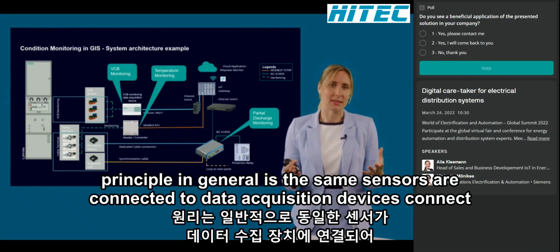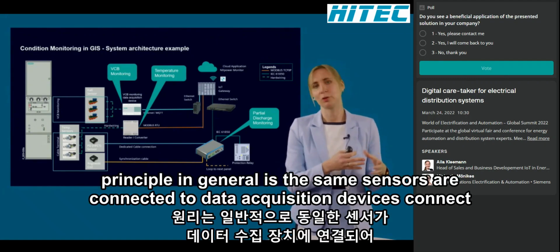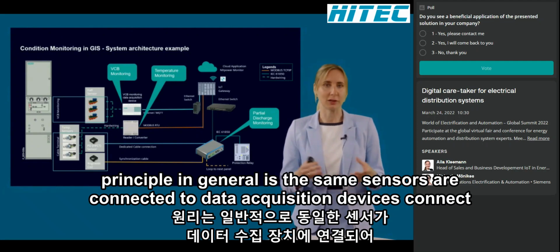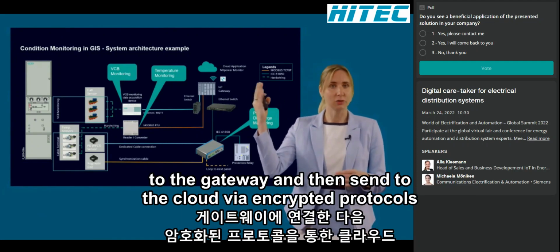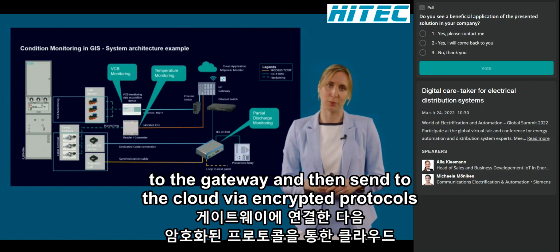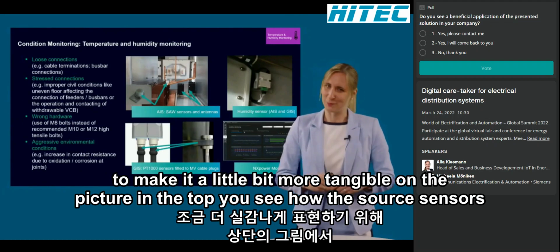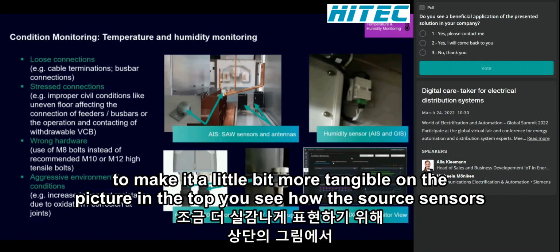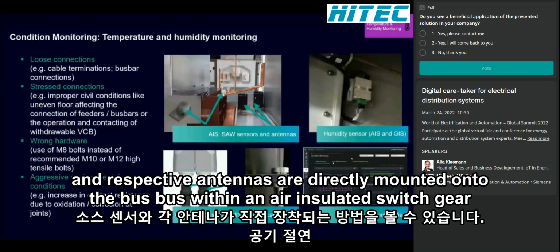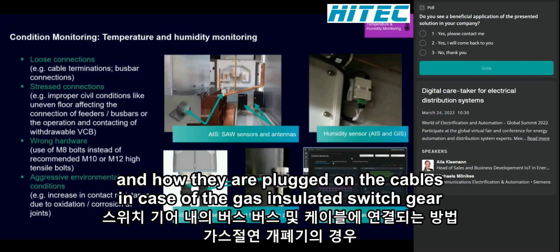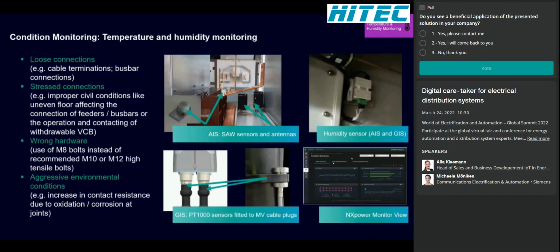The principle in general is the same. Sensors are connected to data acquisition devices, connect to the gateway, and then sent to the cloud via encrypted protocols. To make it a little bit more tangible, in the picture at the top, you see how the sensors and respective antennas are directly mounted onto the busbars within an air-insulated switchgear and how they are plugged on the cables in case of the gas-insulated switchgear.